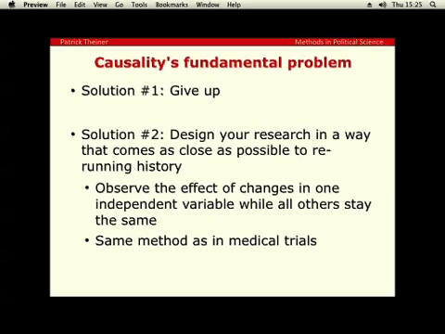Two solutions: A, go home. B, well, try to make it work nonetheless. Try to design your research in a way that gets around this problem. For example, one solution would be, well, find a country that's a lot like Haiti. Find a country that's also poor and where the people are not healthy, but that has not had a revolution.